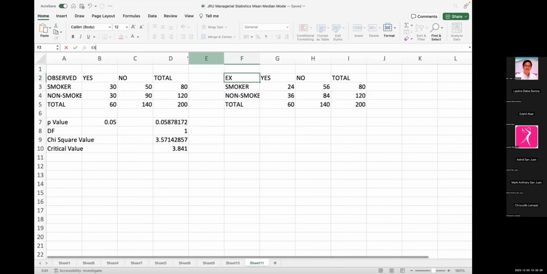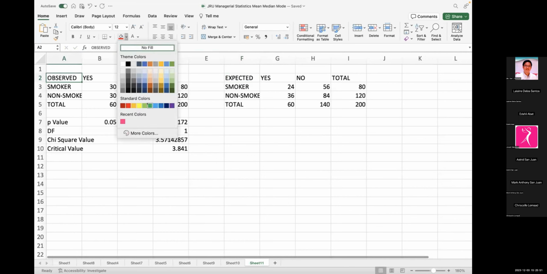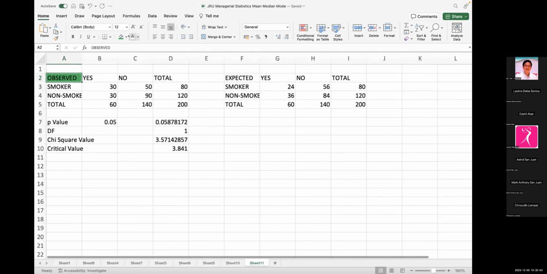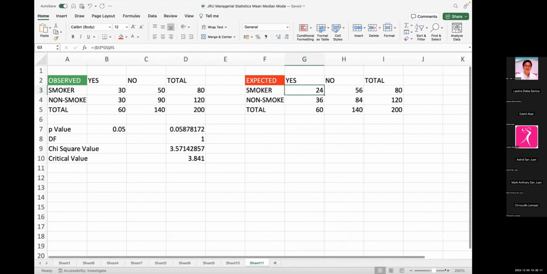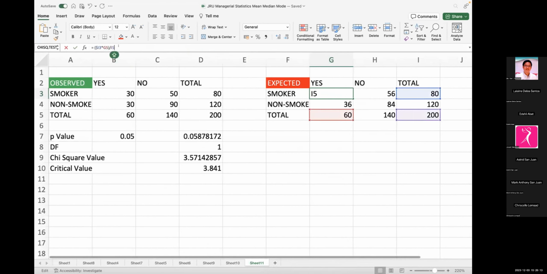So now, how did you get it? There should be no 24, 56, 36, and 84 in your contingency table for the expected, so you have to compute for this. How will you compute for this 24? You use the chi-square test as your syntax or command. And the chi-square test would be equivalent to the sum of the rows divided by the sum of the column. That's how it is.